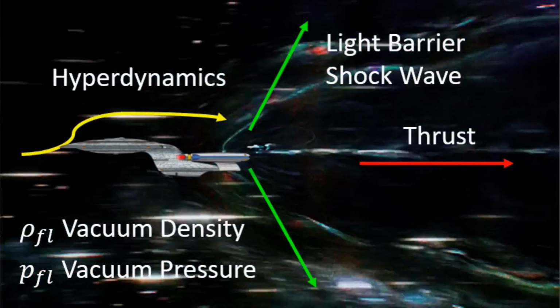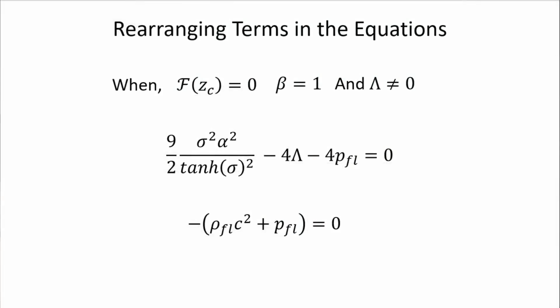An interesting case is to consider what happens when our spacecraft reaches the speed of light. So in this case, we're going to say that the critical distance, which is ZC, is the distance that is traversed by the time we reach the speed of light. So that means that the transition function is equal to 0 and that the warp factor or the velocity is roughly equal to the speed of light. So this leaves us with 2 equations. The first one has the geometric term, then the cosmological constant, and then the pressure of the vacuum fluid.